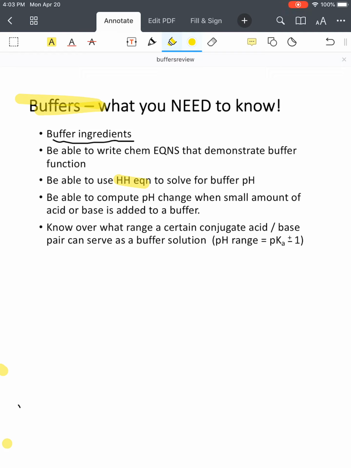The next thing that we want to be able to do is to be able to compute the pH change when a small amount of acid or base is added to a buffer.